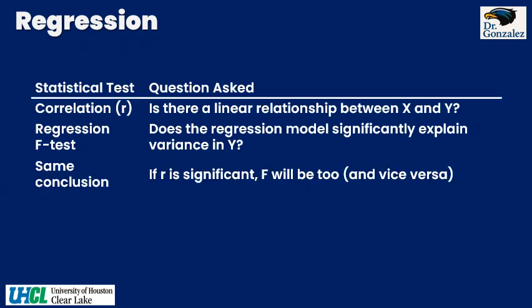Since there's a lot of overlap right here, I just wanted you to see a little breakdown between these two concepts. Correlation is Pearson's R, and it measures that linear relationship between X and Y. A regression F test is going to say, hey, does that regression model significantly explain the variance in Y? So if R is significant, F will be too, and vice versa.